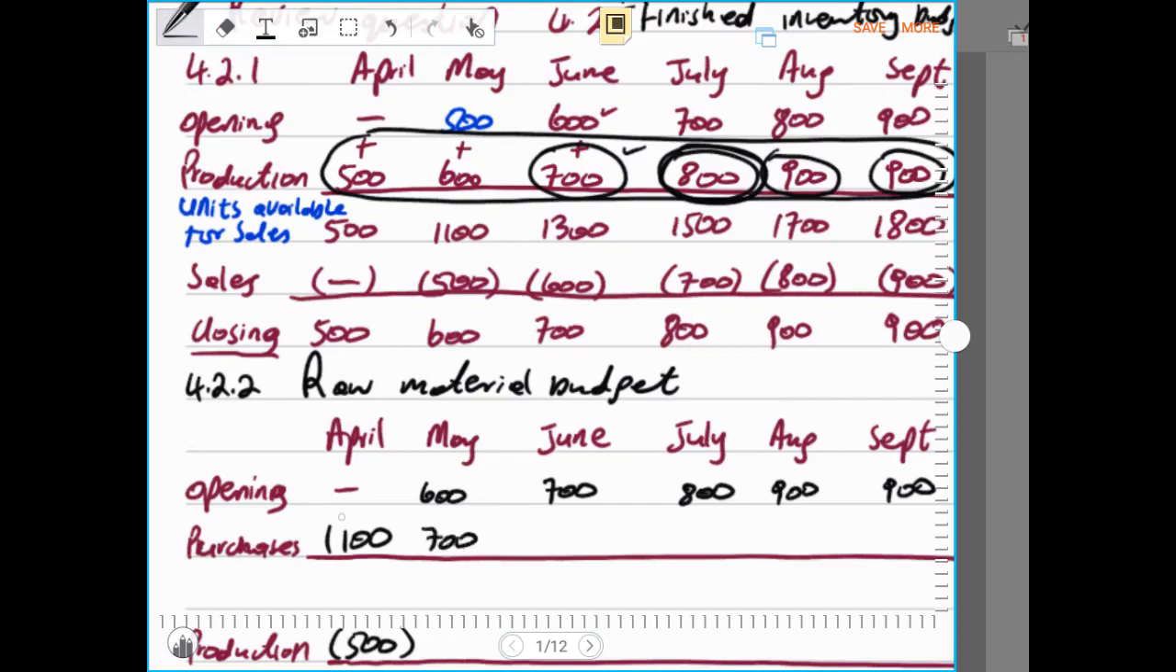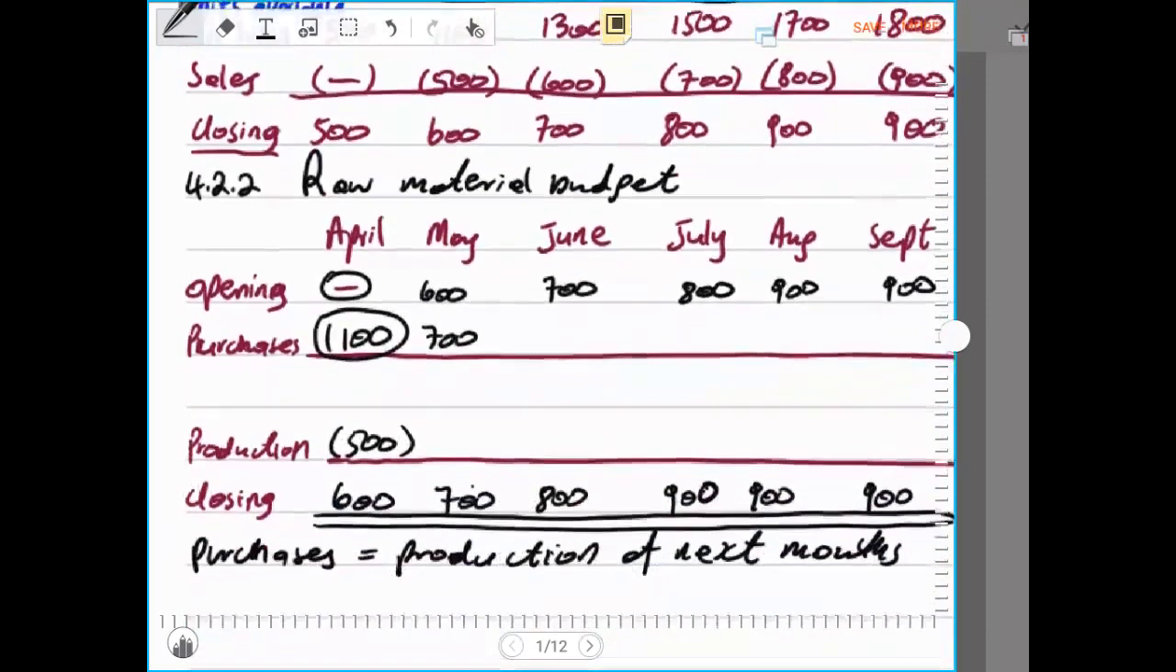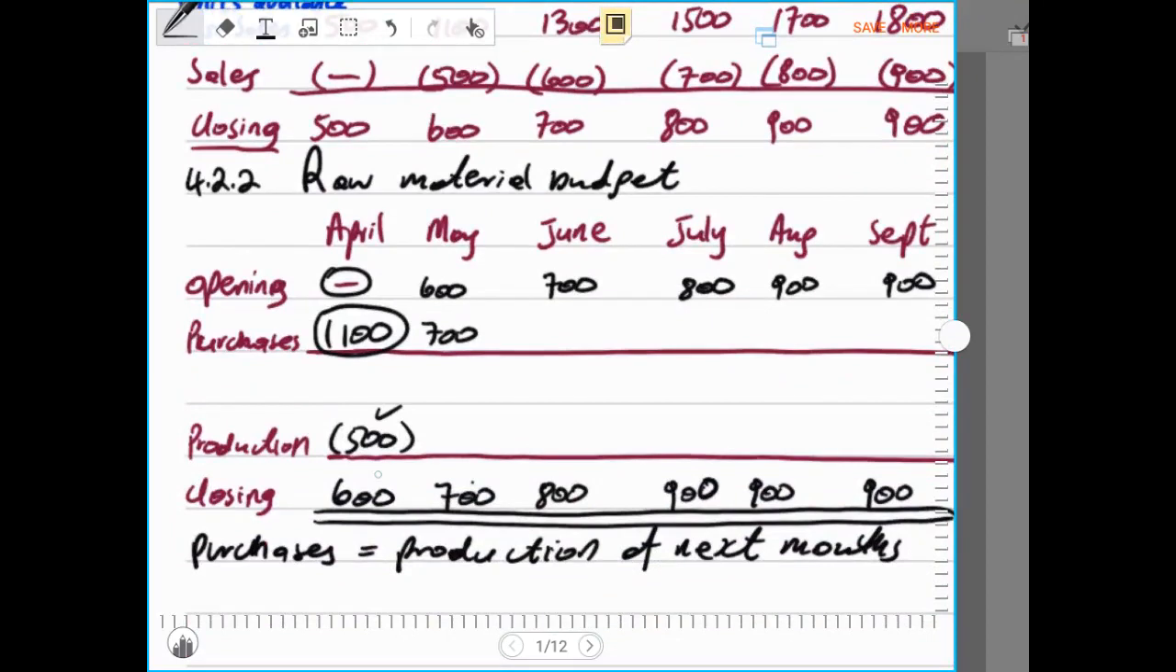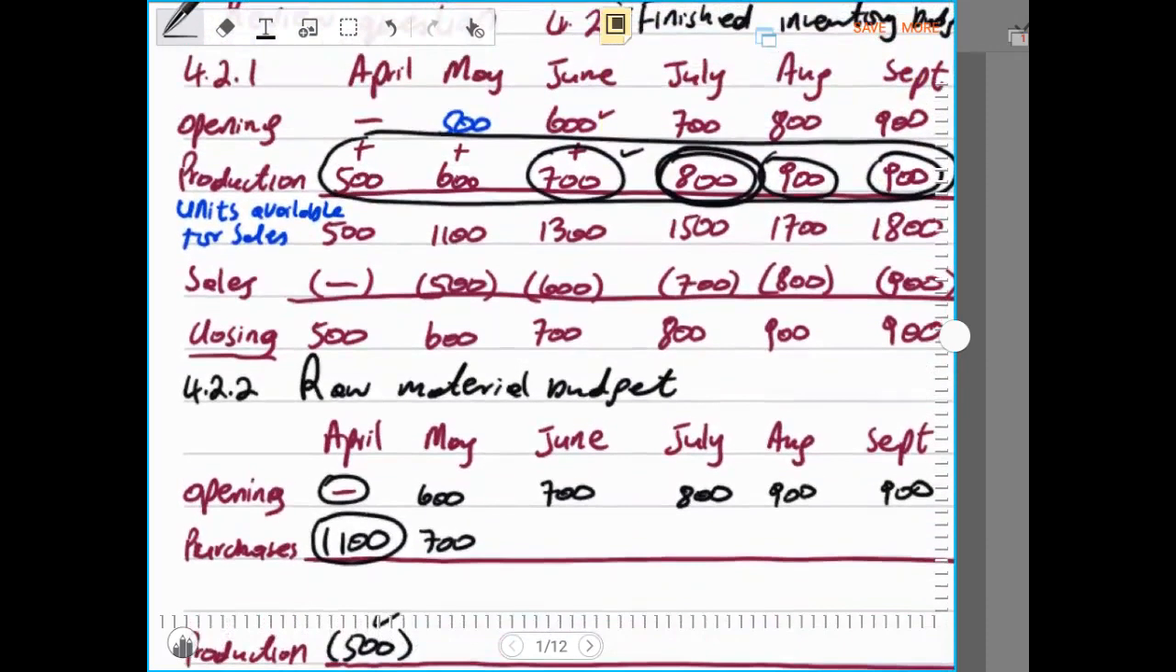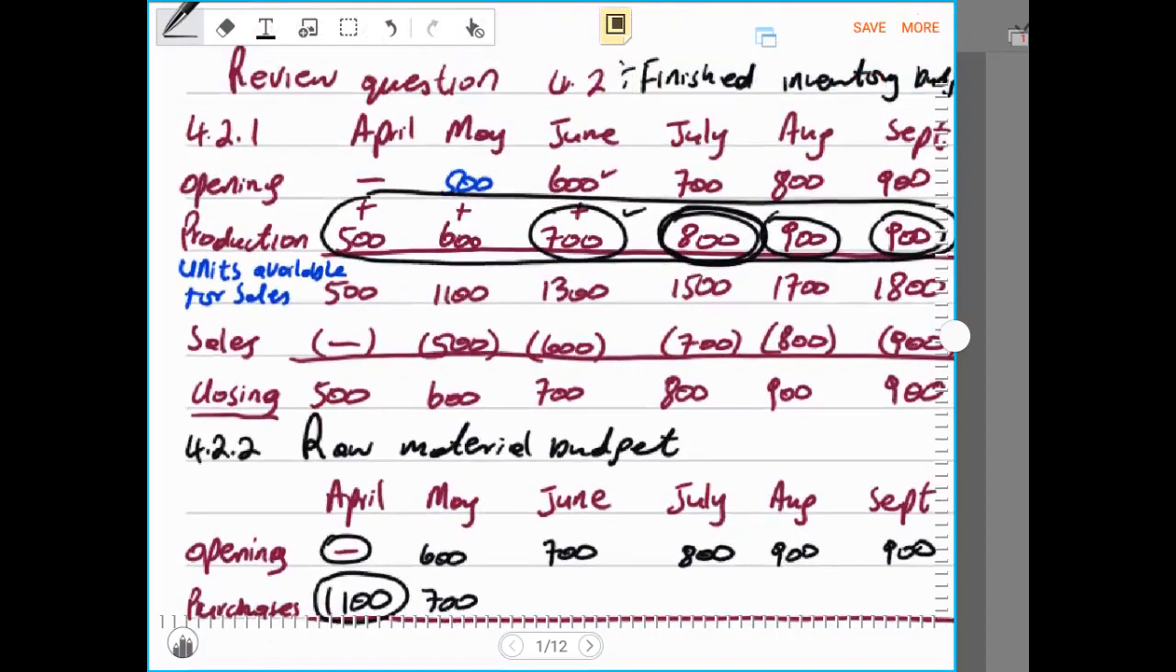This is only with exception to the 1st of April. Why this is the case is because in April there was no opening balance. Opening balance was 0. That is why we had to take production of the current month and production of the next month, and that becomes the purchases of the current month. So that after we deduct the production of the current month, we are left with the closing, which is equal to the production of the next month.